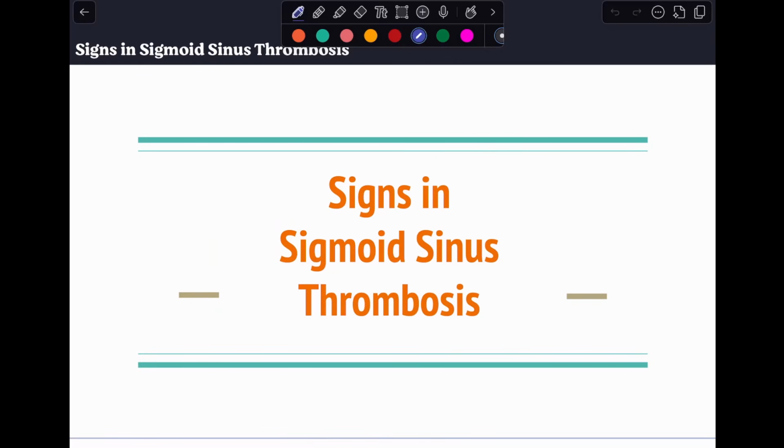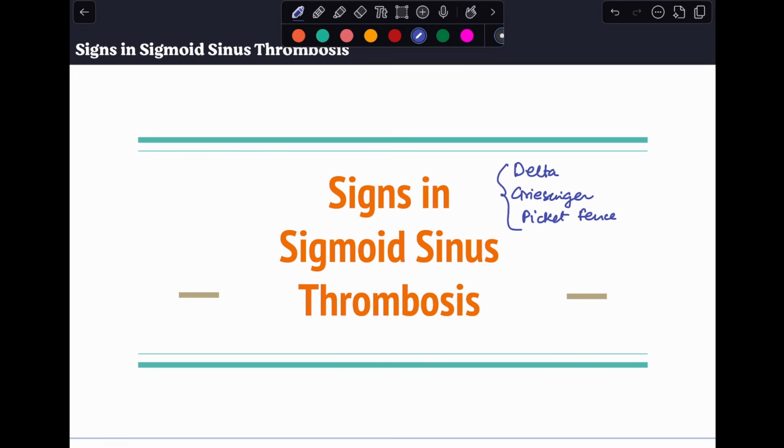Today I'll be talking about the different signs that you can see in sigmoid sinus thrombosis. As we talk about this, there are going to be three things we'll discuss. We'll talk about the delta sign, the Griesinger sign, and also a typical pattern of fever that we see here, which is picket fence fever. These are the three signs that we'll talk about today.